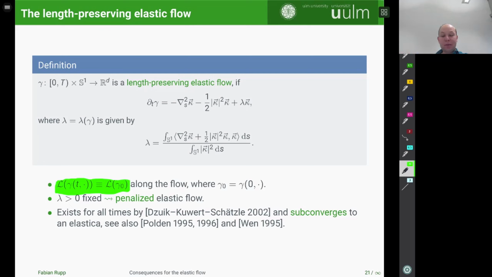Okay, and this flow has been analyzed in any codimension, in any R^d. In particular, by the work of Dziuk, Kuwert and Schätzle, we know that it exists for all times, and as t goes to infinity, it subconverges to an elastica. For the case of planar curves, this also follows from the work of Polden, and there's also a second order version of this flow by Wen. Okay, so how can we make use of our main result now?